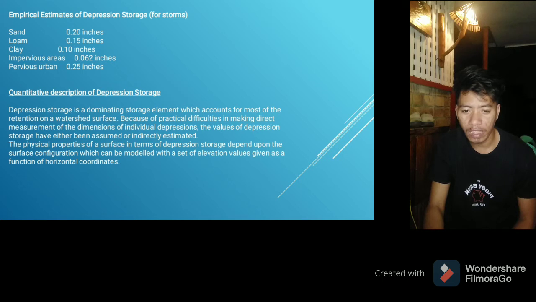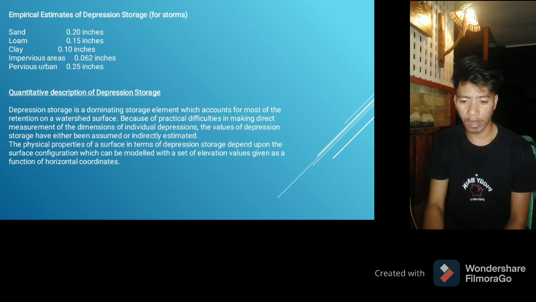Depression storage is a dominating storage element which accounts for most of the retention on watershed surfaces. Because of practical difficulties in making direct measurement of the dimensions of individual depressions, the values of depression storage are either assumed or indirectly estimated. The physical properties of a surface in terms of depression storage depend upon the surface configuration, which can be modeled with a set of elevation values given by a function of horizontal coordinates.